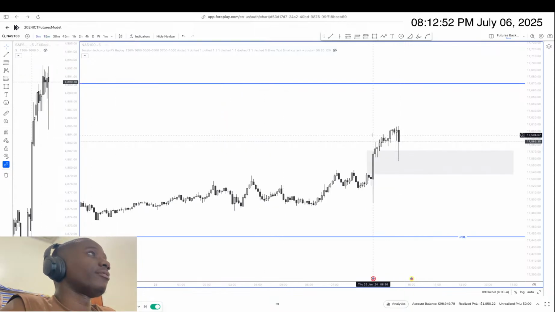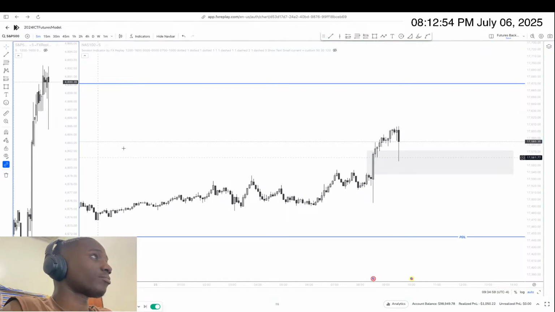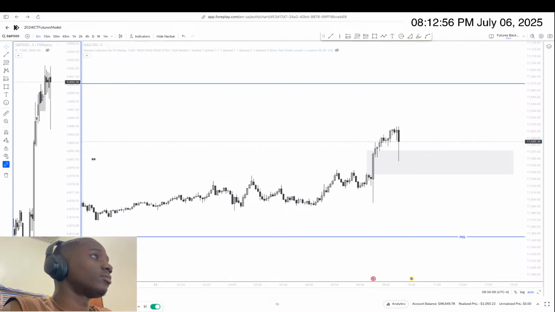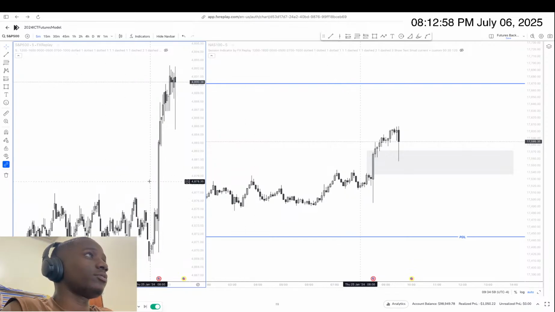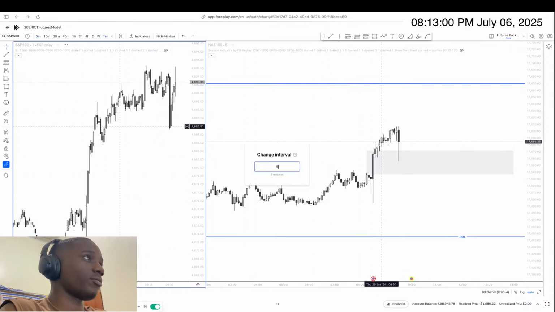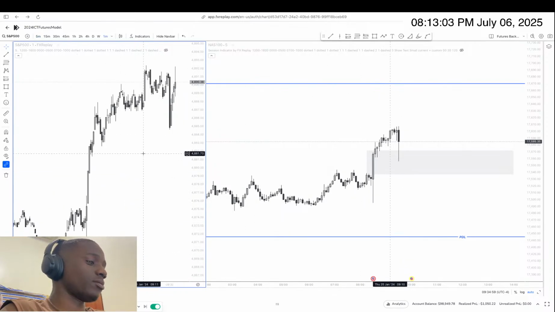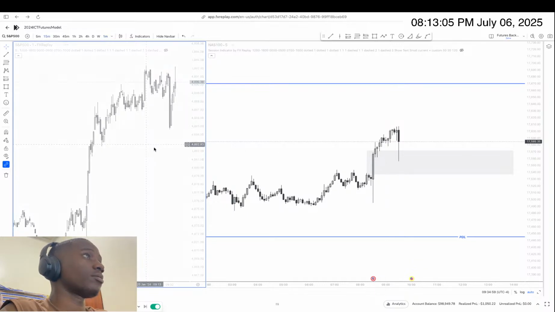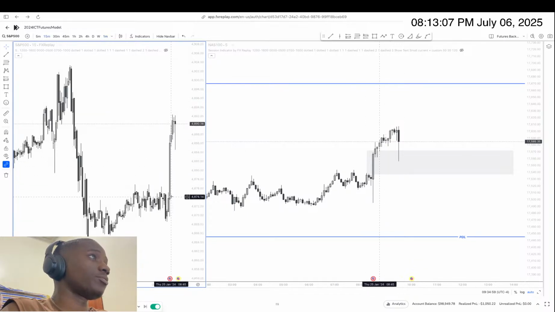Alright, I'm going on the 5 minute. I have also this move on the S&P. Click on the 15 at the same 15. The same kind of thing, drop into this imbalance and then push to the upside.